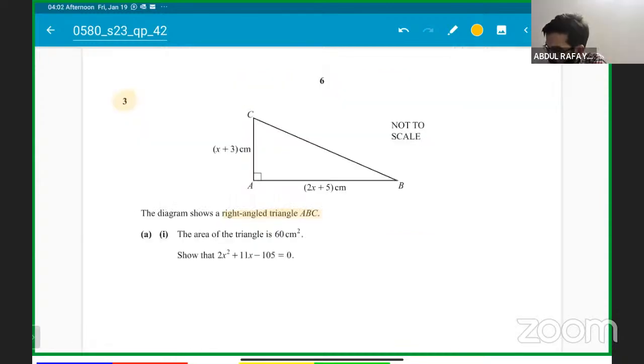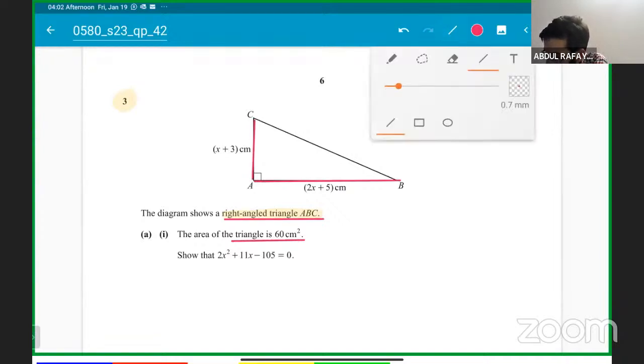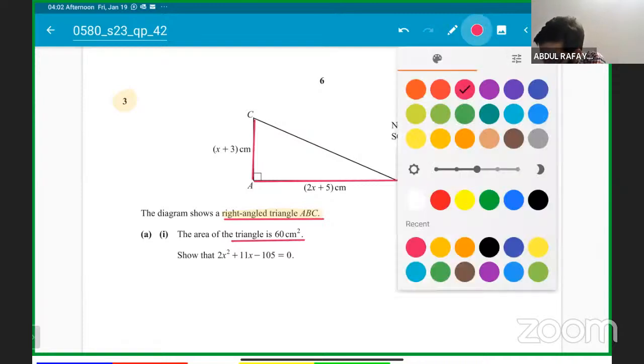Question number 3, we have a right angle triangle ABC. The area of the triangle is 60 centimeters square. We have to show this. It's very simple, sir. The base is given and the height is given, and everyone knows. They are asking a very easy question.